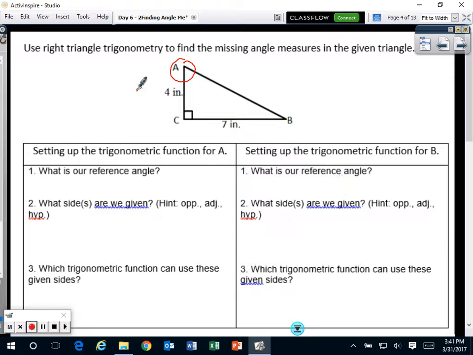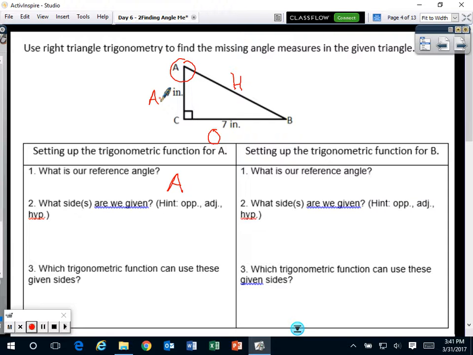So on the left, it says, what is your reference angle? Well, A is going to be our reference angle for this side, because that's the one we're trying to find. So if A is my reference angle, I need to go ahead and label what my opposite, adjacent, and hypotenuse are. So this side is my opposite side from angle A. My hypotenuse is always across from my right angle. Sorry about the handwriting, it's going to be a little funky today with this tablet. And then the last one is my adjacent side.